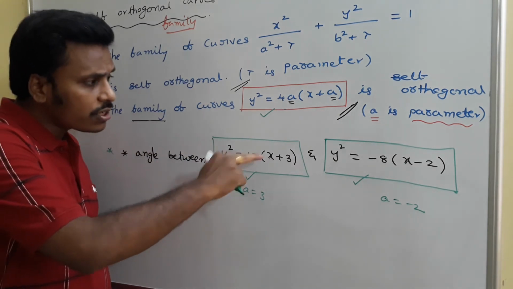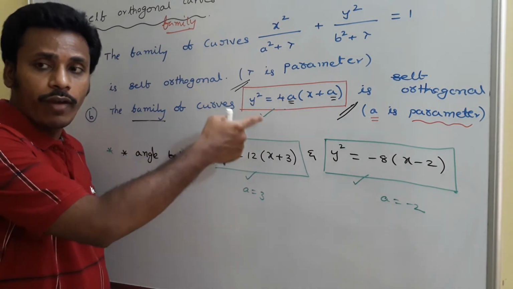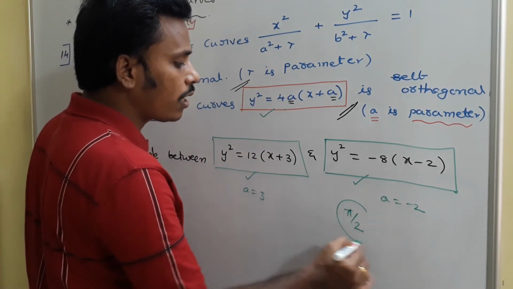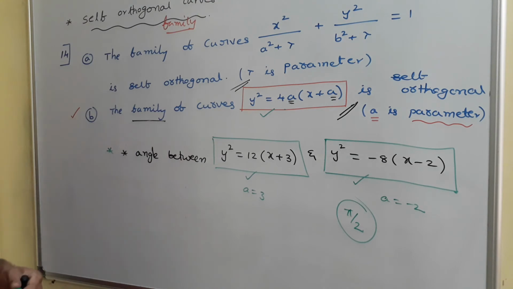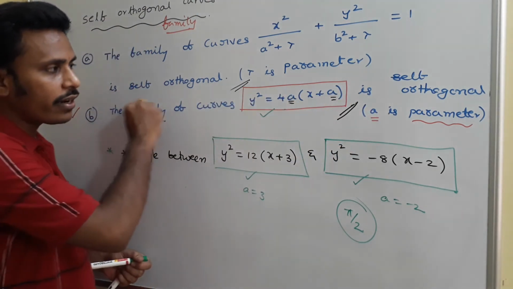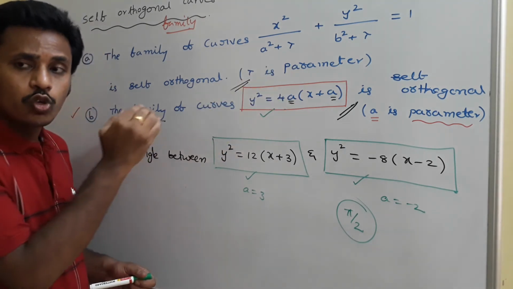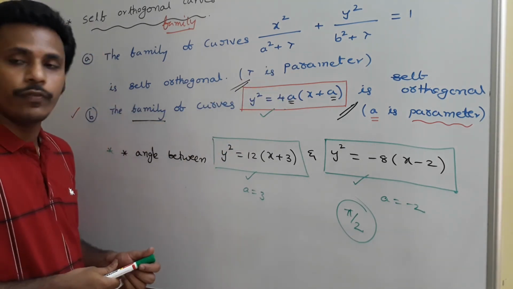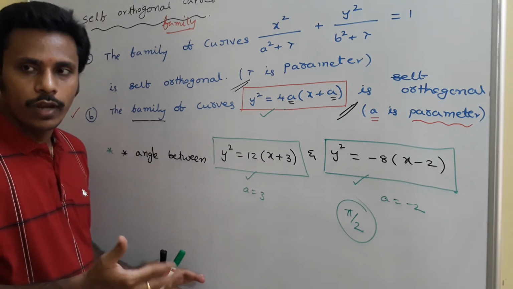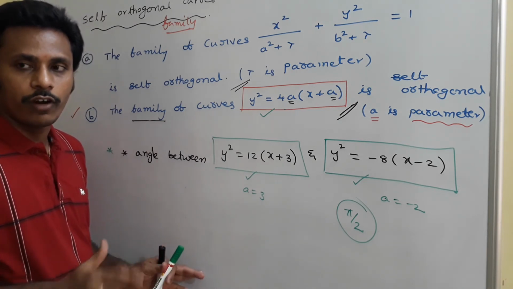So since it's a pair of equations of the family, the angle between those two curves is 90 degrees. Easily we will answer that angle as 90 degrees. No need to do anything else. If this statement is there in your mind, using that easily you will mention that the angle between the two curves is 90 degrees. These types of questions you will answer if you are aware of self-orthogonality.